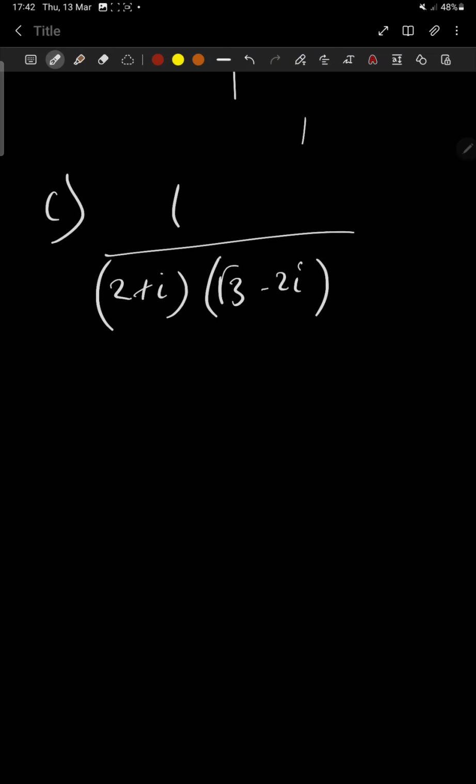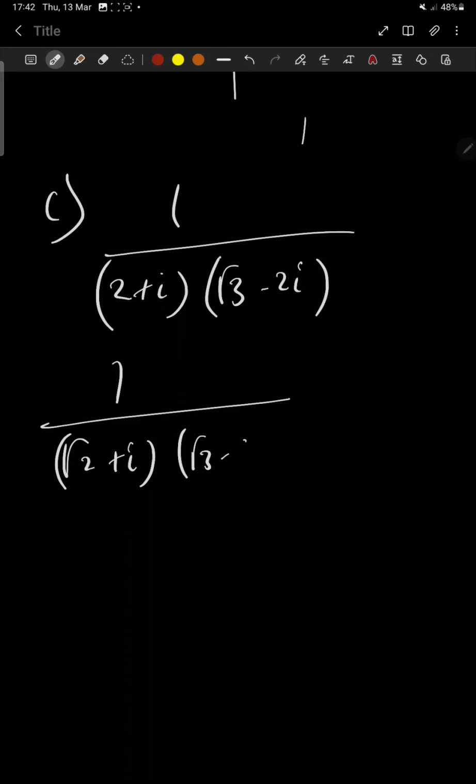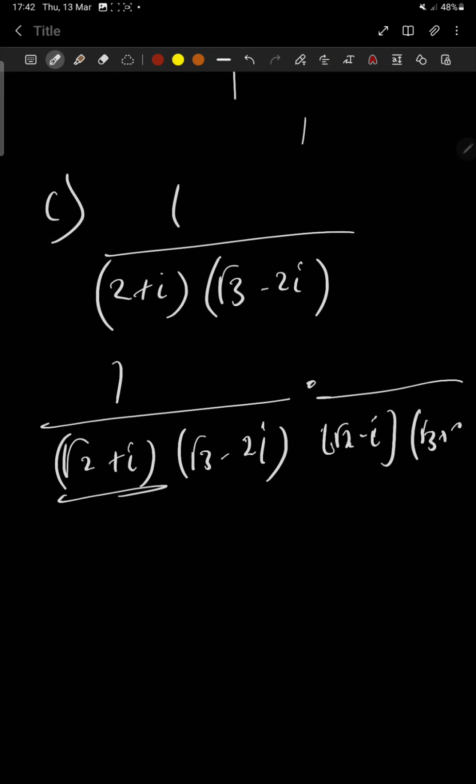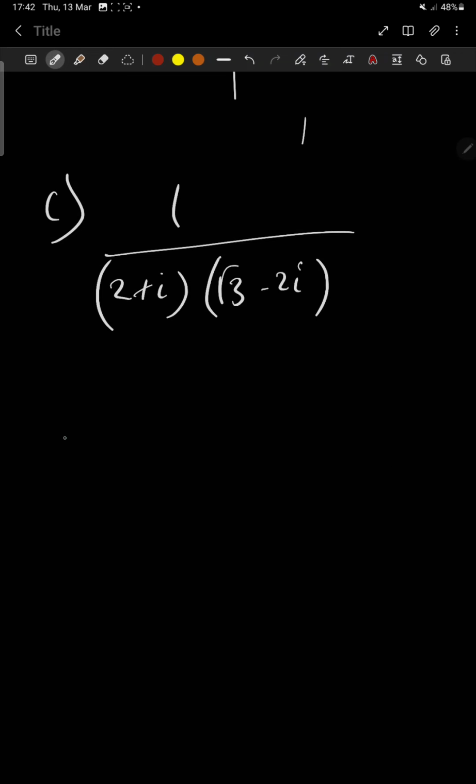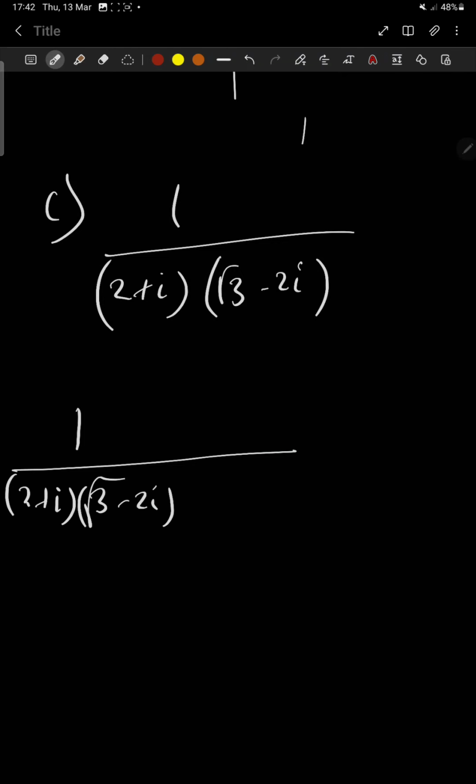How do you rationalize them? You multiply by the conjugates of each. Don't expand yet. What's the conjugate for this one? The conjugate for this one is square root of 2 minus i. The conjugate of this is square root of 3 plus 2i. Whatever you do down, you need to do also on top. Let me write properly. Okay, I'll multiply with the conjugate.